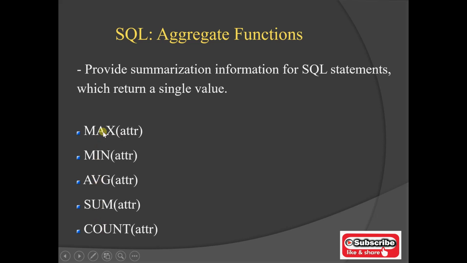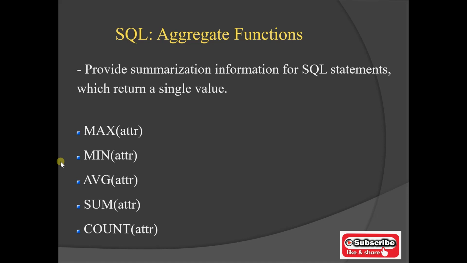Max returns the maximum value among the values. Min returns the minimum value. Avg returns the average of all values. Sum returns the sum or addition of the values. And count gives how many records are there for a particular attribute. So these are the 5 aggregate functions.